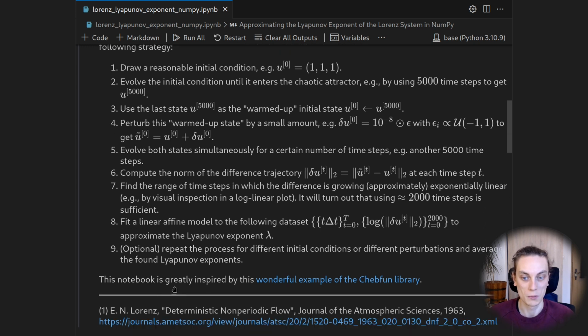This notebook that I'm going to present, or that we're going to code up, is inspired by an example from the ChebFun library. In case you're not familiar with it, it's definitely worth checking out. It's a MATLAB package that has many beautiful examples for any kind of numerical analysis, so it's very cool to check that out. Okay, amazing. Then let's start with the coding.